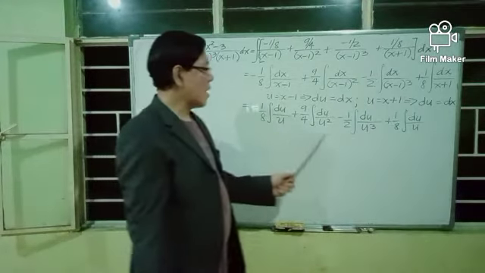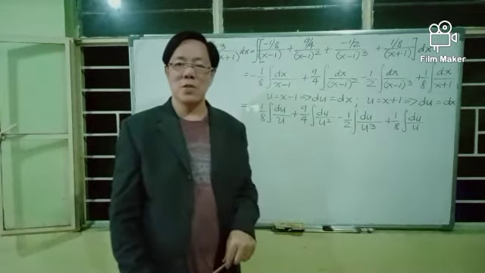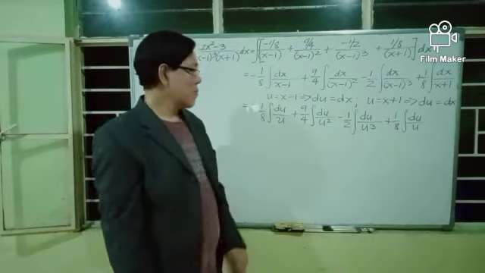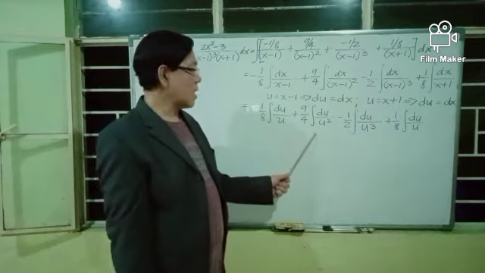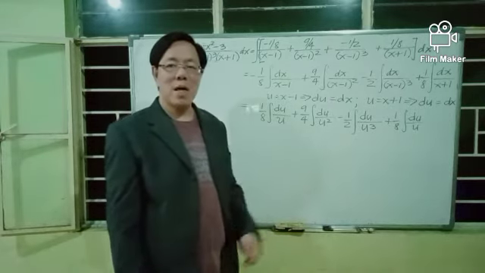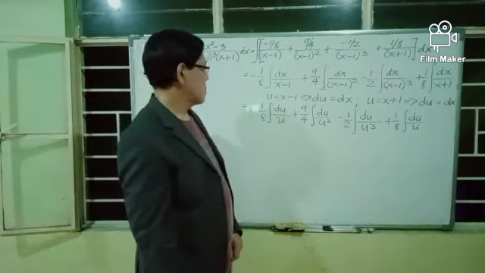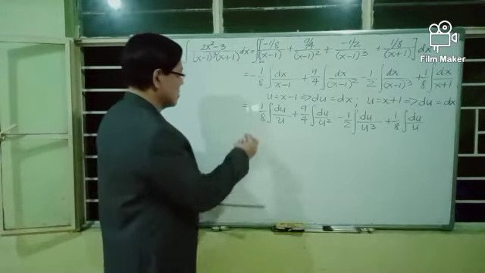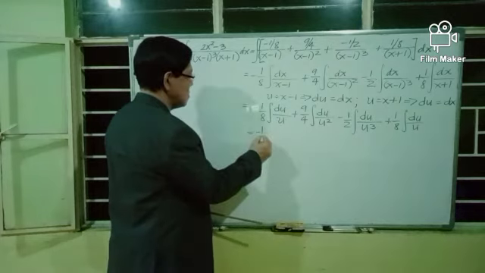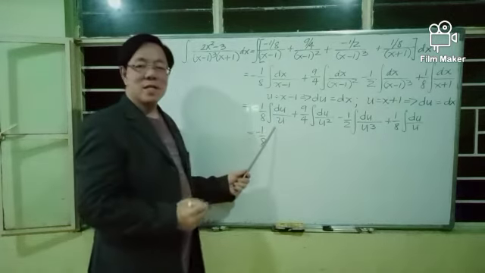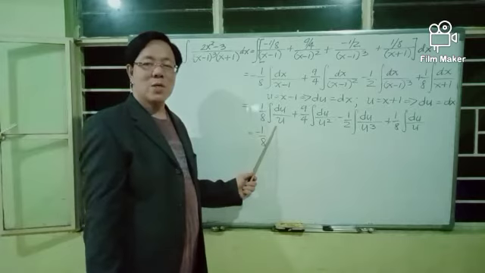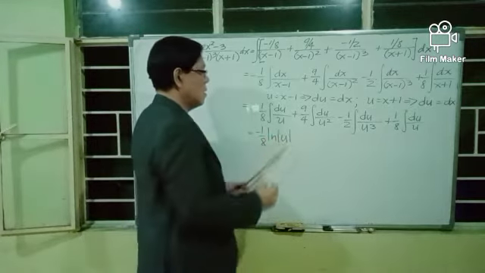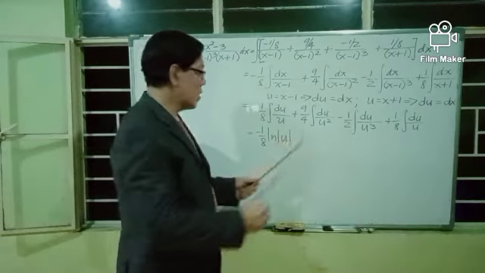For the first and last terms, we use the integration rule for integral of du over u, which is equal to ln u. For the middle terms, the second and the third terms, we apply the power rule. So the first term is equal to negative 1 over 8, and integral of du over u is equal to ln u, plus 9 over 4.